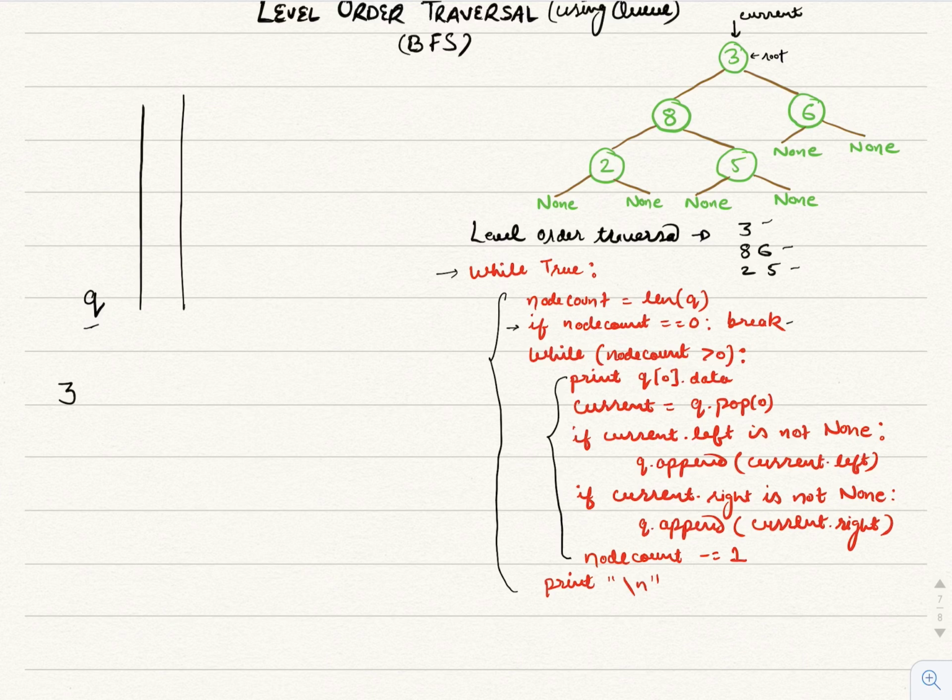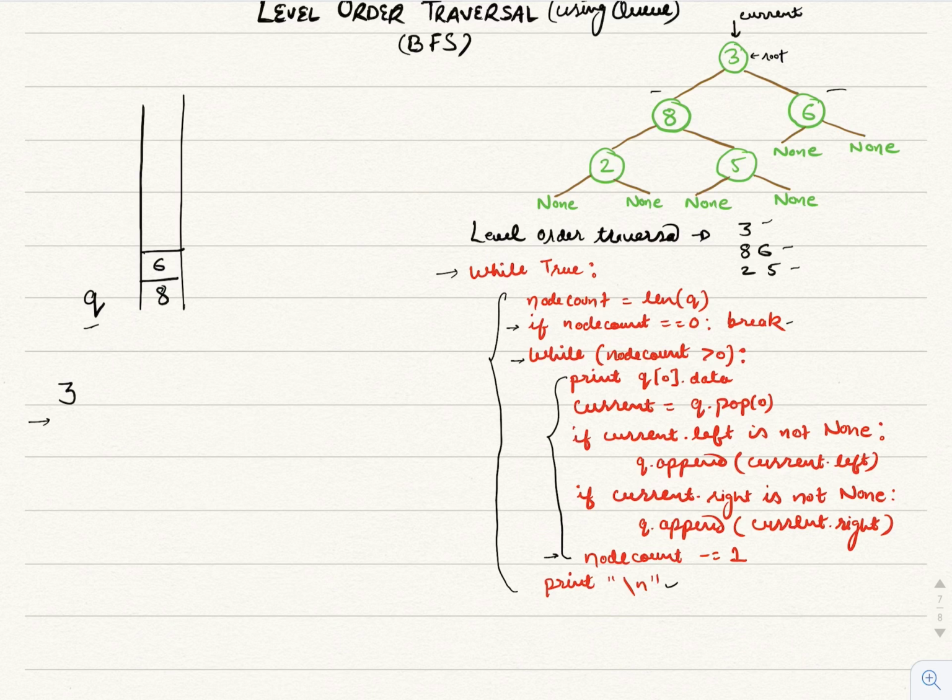Now current's left is 8 and current's right is 6. So first we'll append current's left and then current's right to the queue. So first we'll append 8 and then we'll append 6. Now we have to reduce 1 from the node count. The node count previously was 1, now the node count will reach 0. So if node count is 0, we'll come out of this while condition and this new line character will get printed on the screen. So now we'll be on the next line.